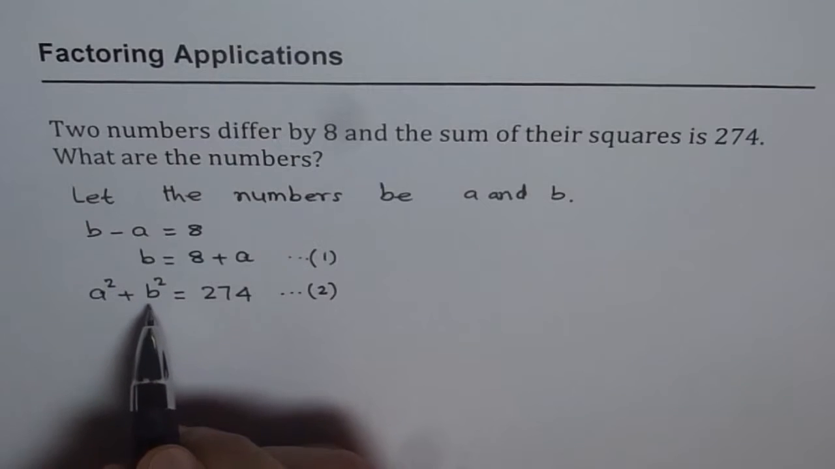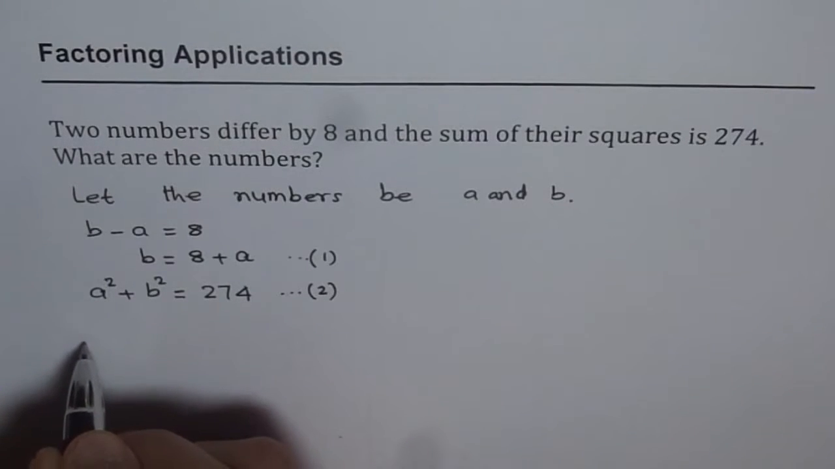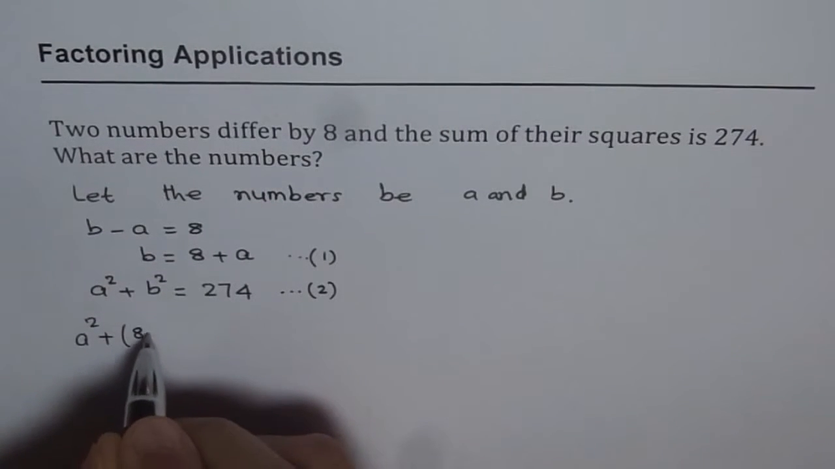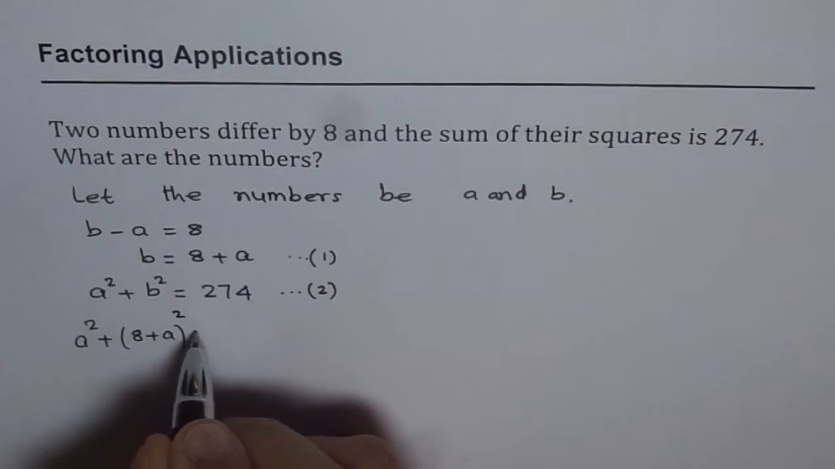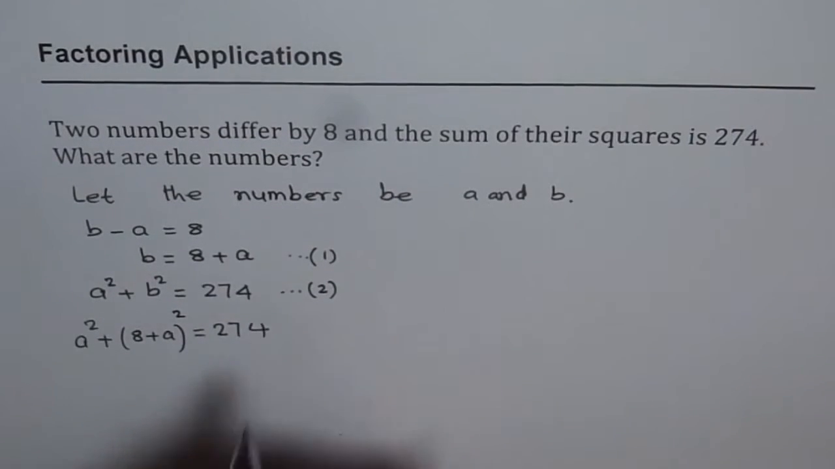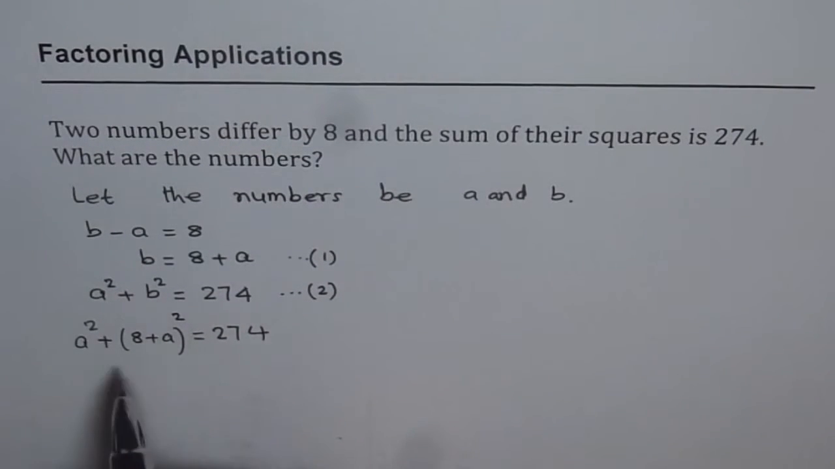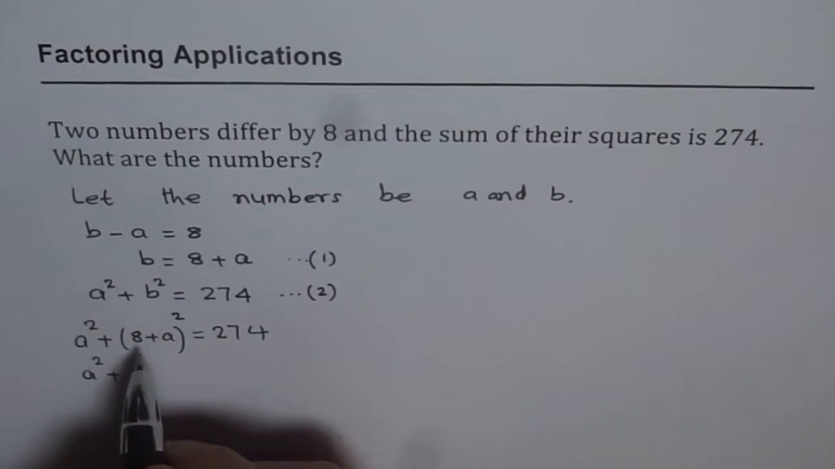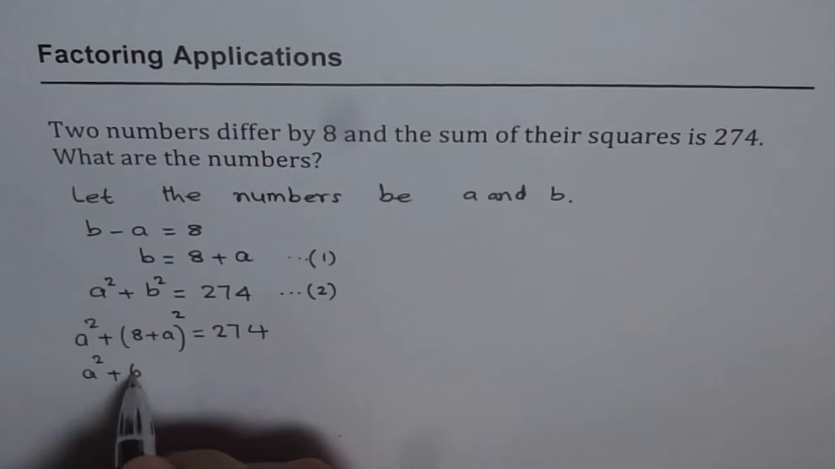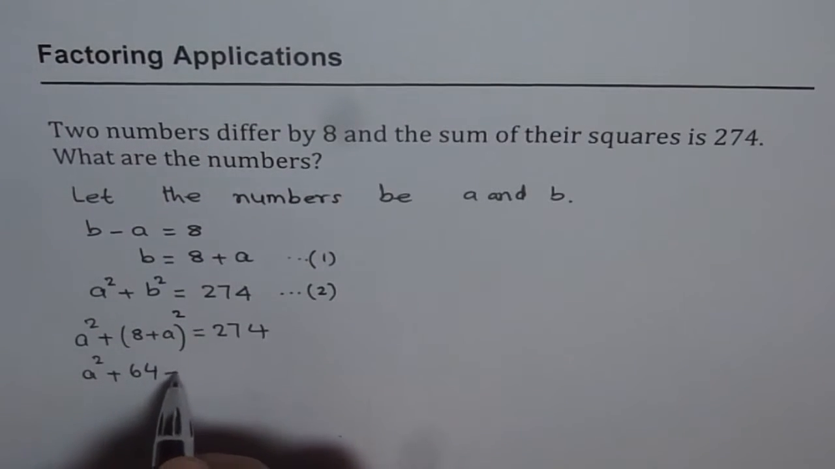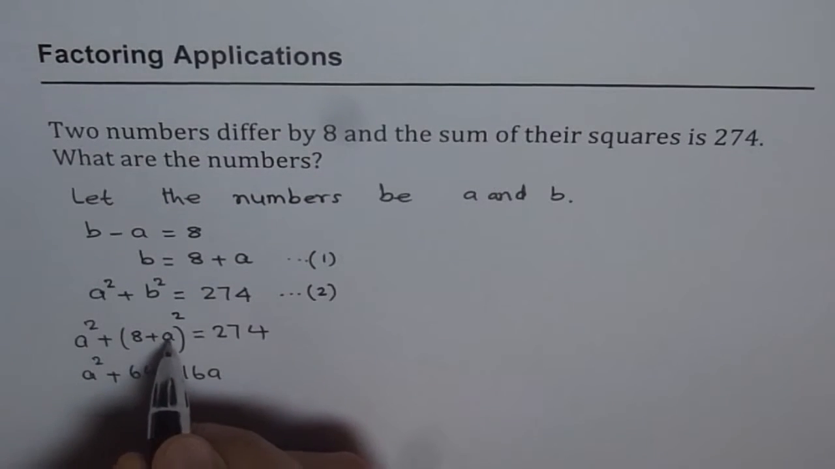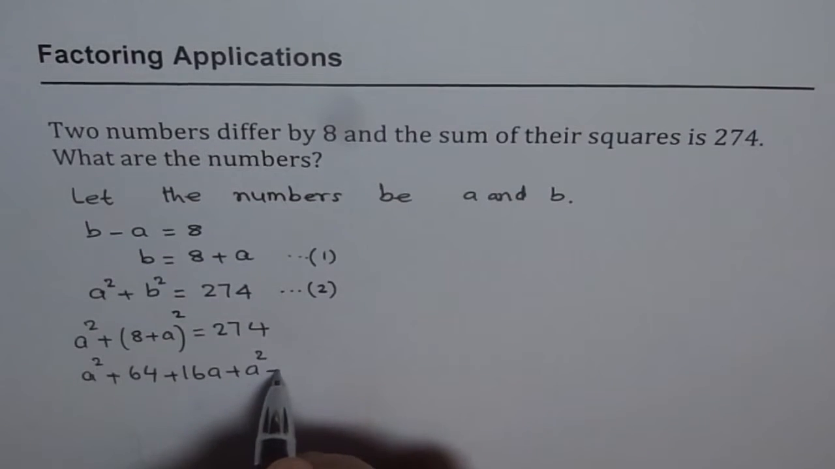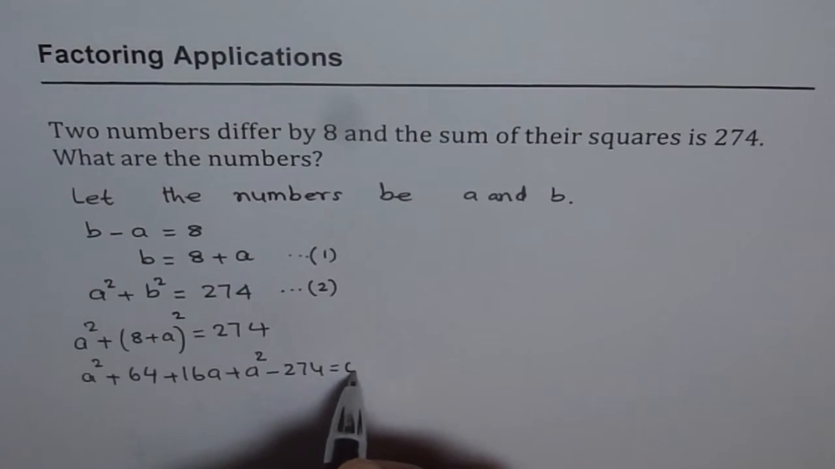So let's substitute the value of B here. So we get A square plus, instead of B we'll write 8 plus A. So 8 plus A whole square equals 274. Right? Now we can always square it, bring the terms together and then simplify it. So we get A square plus 8 square is 64. 2 times AB is 16, so we get 16A plus A square. We can bring 274 to the left side. Minus 274 equals 0.